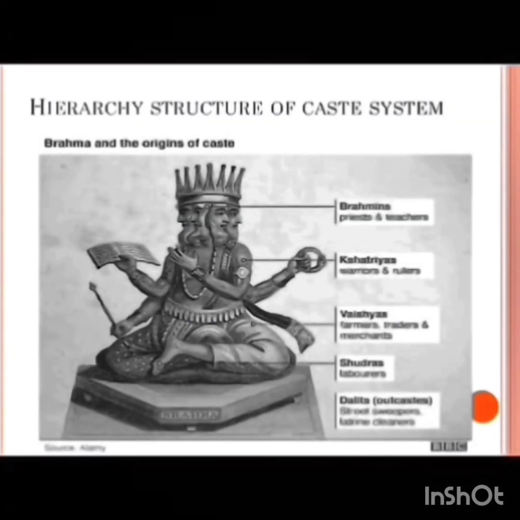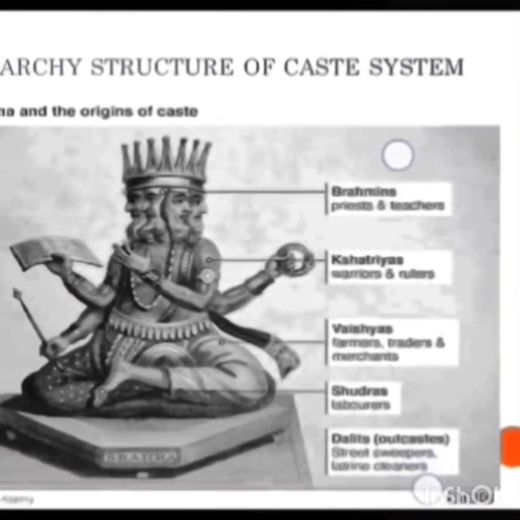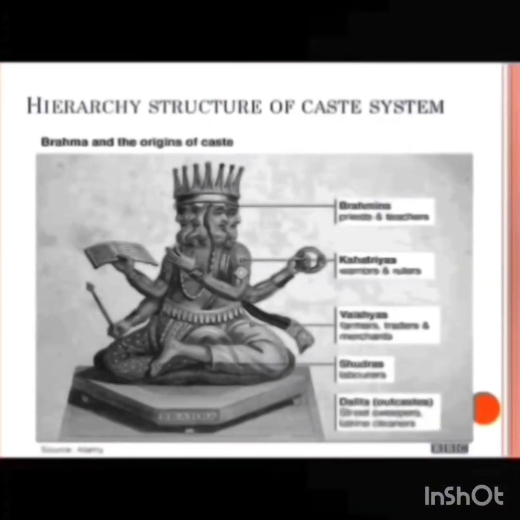This is because of the ancient Indian society structure, that is the caste system. Hierarchy structure of the caste system. Brahmins divided our society into four groups. So Brahmins were at the top. It consists of priests and teachers. Kshatriyas were the second, that is warriors and rulers. Vaishyas were the third, farmers, traders and merchants. At last, Shudras, also known as Dalits, consisting of laborers, street sweepers, latrine cleaners. So, on the basis of the occupation of the people, the caste system was divided into these four groups.